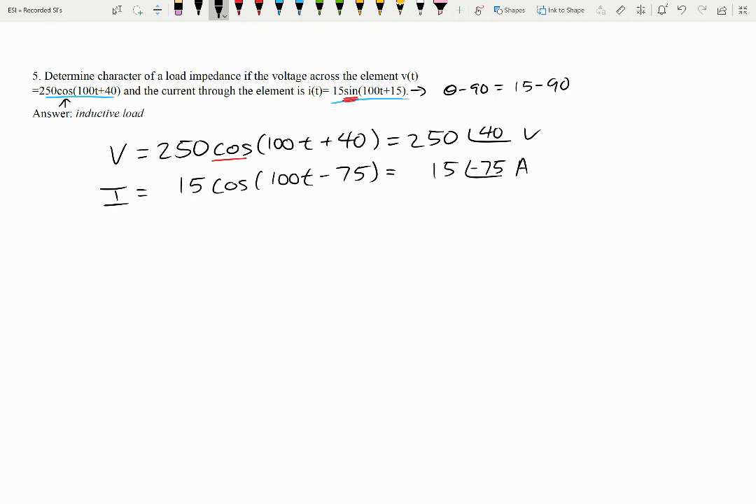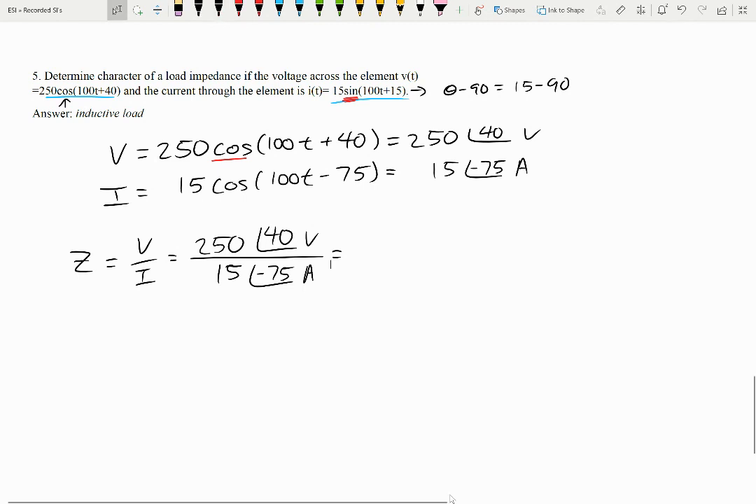Okay. So now let's use our previous method and see what happens. So if we do Z is V over I, we get 250 at angle 40 over 15 volts over angle negative 75. That's amps. Okay, so we'll end up with 16.67 at an angle of 115 degrees.